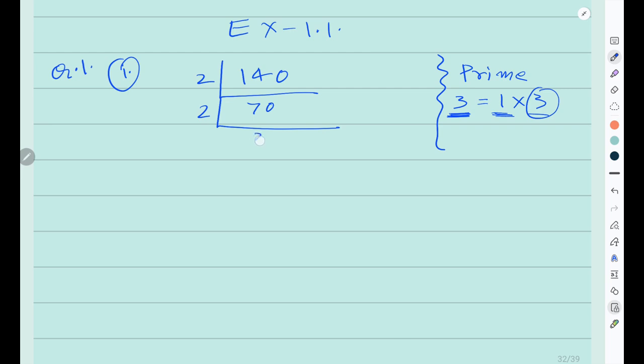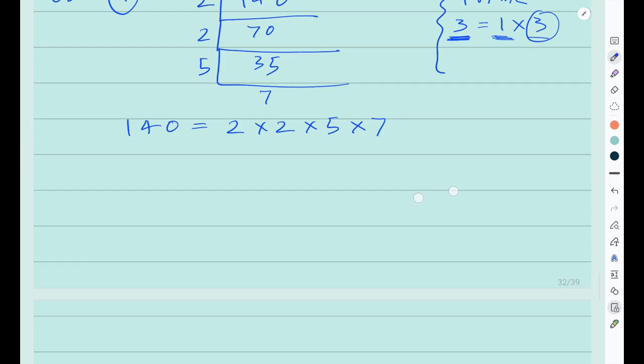So again, divided by 2, then you will get 35. Now 3 not possible, 4 not possible, then maybe 5, so we get 7. So it means 140 broken down or factorized into prime numbers gives us 2 multiplied by 2 multiplied by 5 multiplied by 7. So that is the answer. And similarly you can make other problems too.